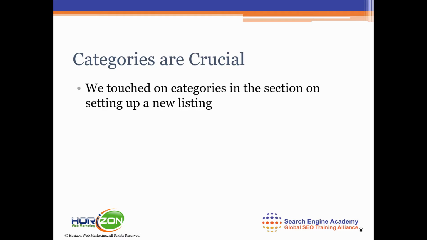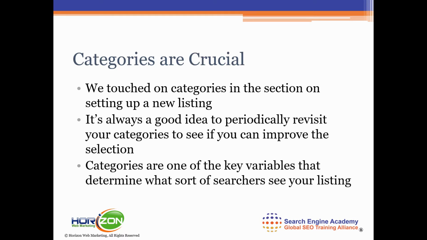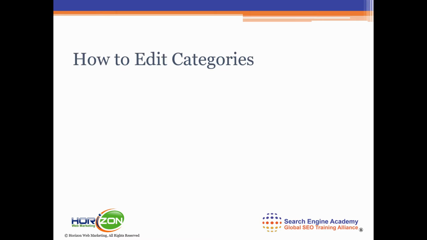We touched on the categories in the section on setting up a new listing, but it's always a pretty good idea to go back, take a look at your categories, revisit them, see if you can improve the selection. Now, as I mentioned, they're one of those key variables that determine what sort of searchers see your listing. And the interesting thing is Google will change the categories that are available to you from time to time, so that's why you need to take a look. So let's talk a little bit about how to edit your categories.